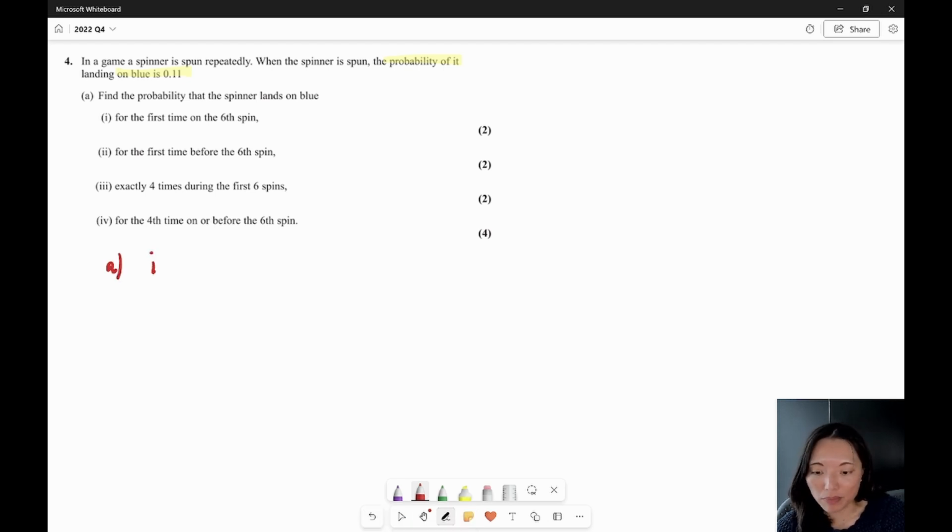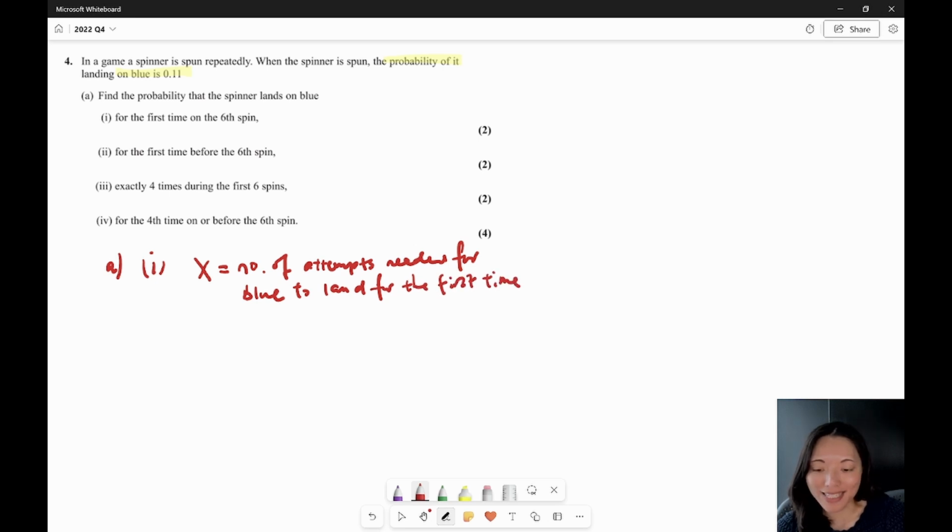It's quite straightforward, and let's define our random variable. We're going to call this random variable X. We're going to call this the number of attempts needed for blue to land for the first time. Part A1 is effectively asking us, what's the probability that X equals 6? What's the probability that it takes us 6 attempts to get blue for the first time?